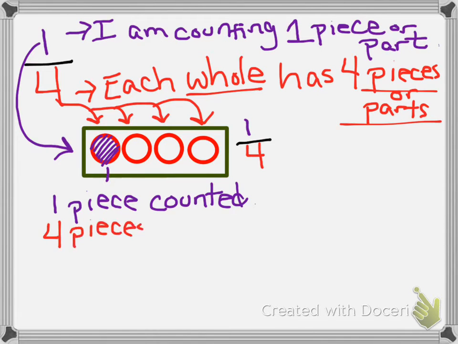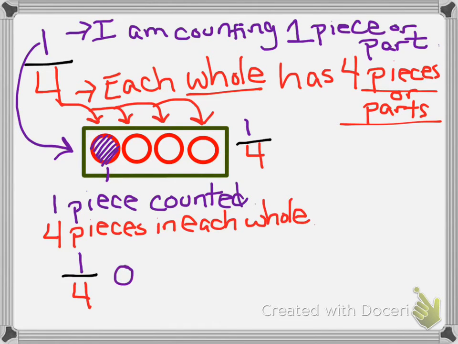There are 4 pieces in each whole box. I have 1/4, or the words 1/4 of a box of candy. Great. That probably makes a lot of sense to a lot of us. Most of us by 5th grade probably understand that part.